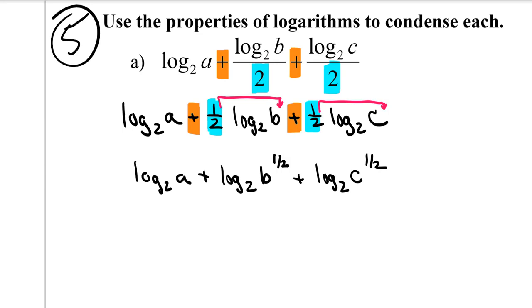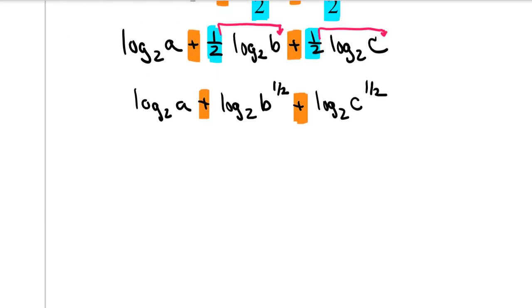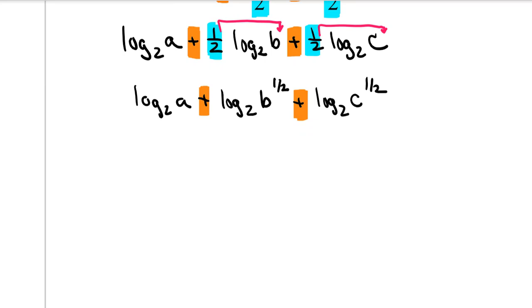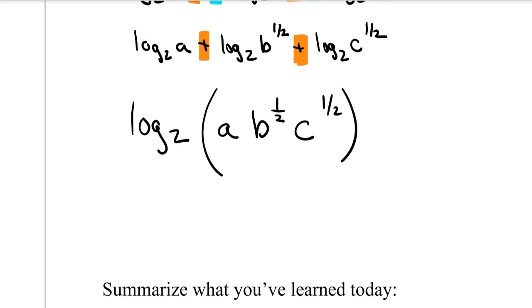Now I've got these two pieces right here, where I'm adding, so that means I'm going to multiply all 3 of those terms together. So when we condense, log base 2, you're only going to write that once. And then we've got a, and then b to the 1/2 power, and c to the 1/2 power. So that's one way you may see that written.